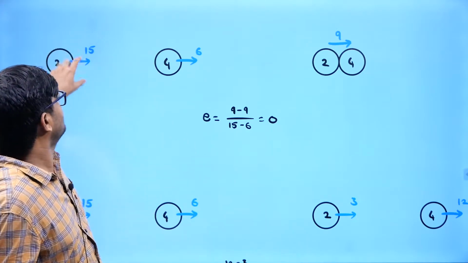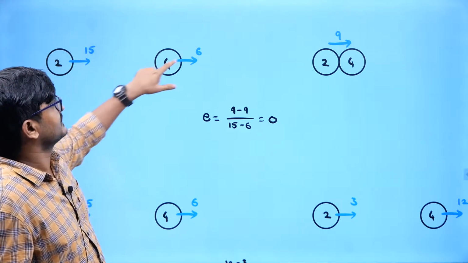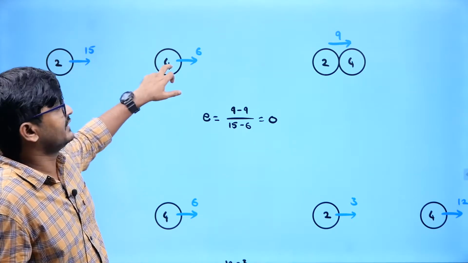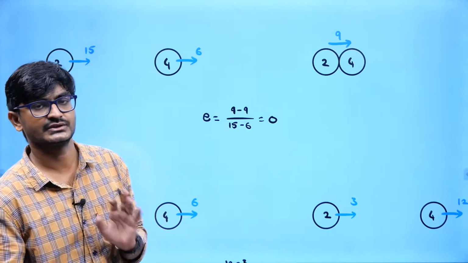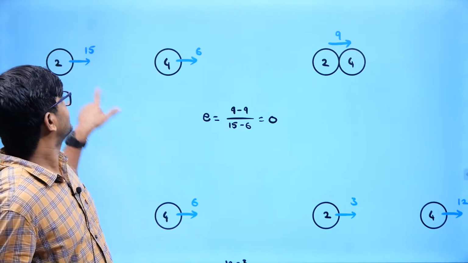Now what is the momentum? 2 into 15, 30. This is 24. So totally 54. So 6 into 9, 54. So momentum is getting conserved. So that can happen.